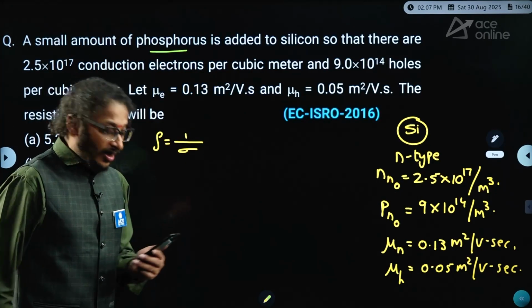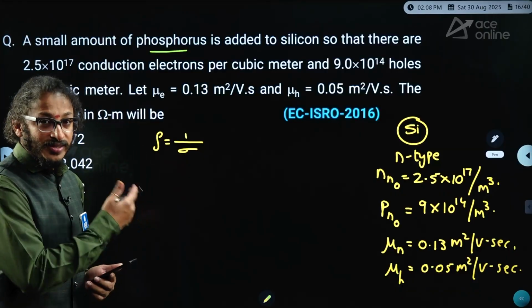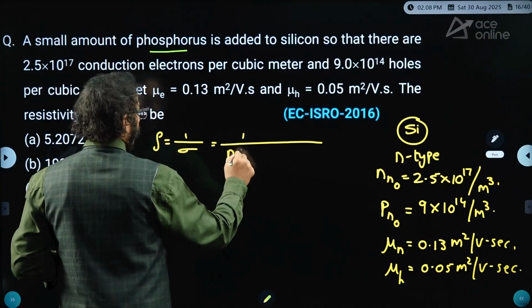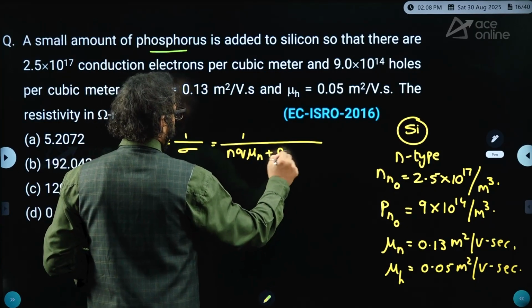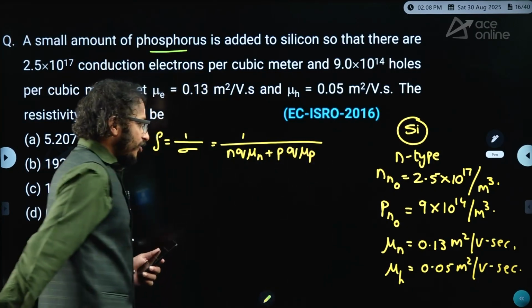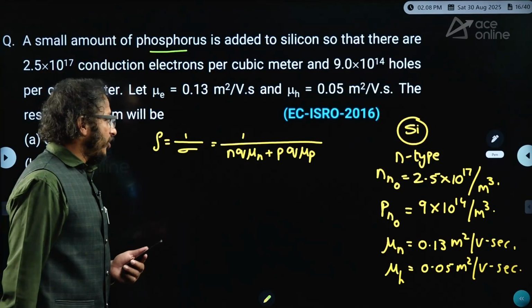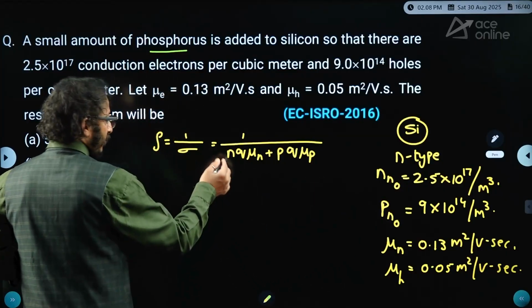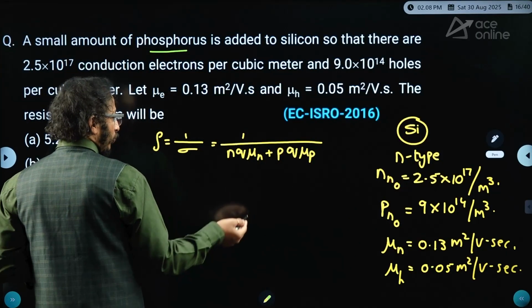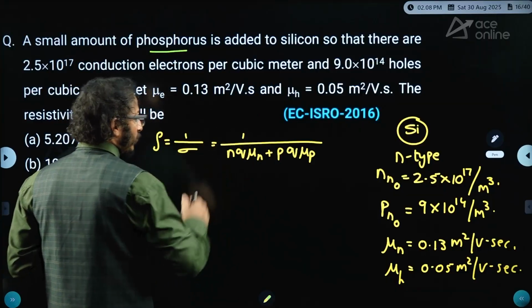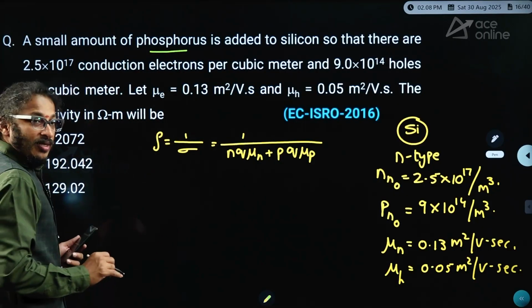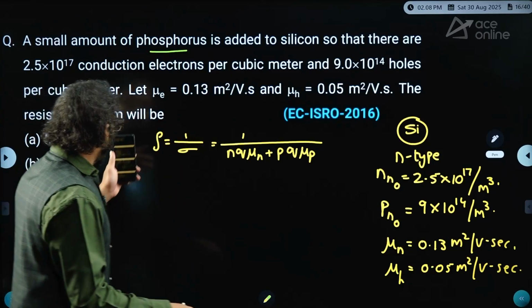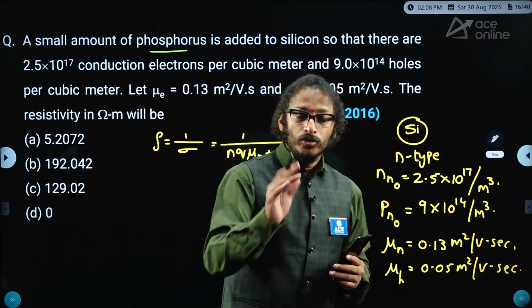Correct or not? And the examiner clearly specified, this is a semiconductor. Whenever I go with the semiconductor, I hope you know that sigma is NQ mu N plus PQ mu P. That's it. Correct or not? Rho is 1 by (NQ mu N plus PQ mu P). And what has the examiner given? N he has given, P he has given, Q we know, mobility of electrons he has given, mobility of holes he has given. So first find the conductivity and reciprocate that, and you are going to get the value for rho. Everything is in meters. Even the options, the examiner is asking in terms of meters, so no need to change units.